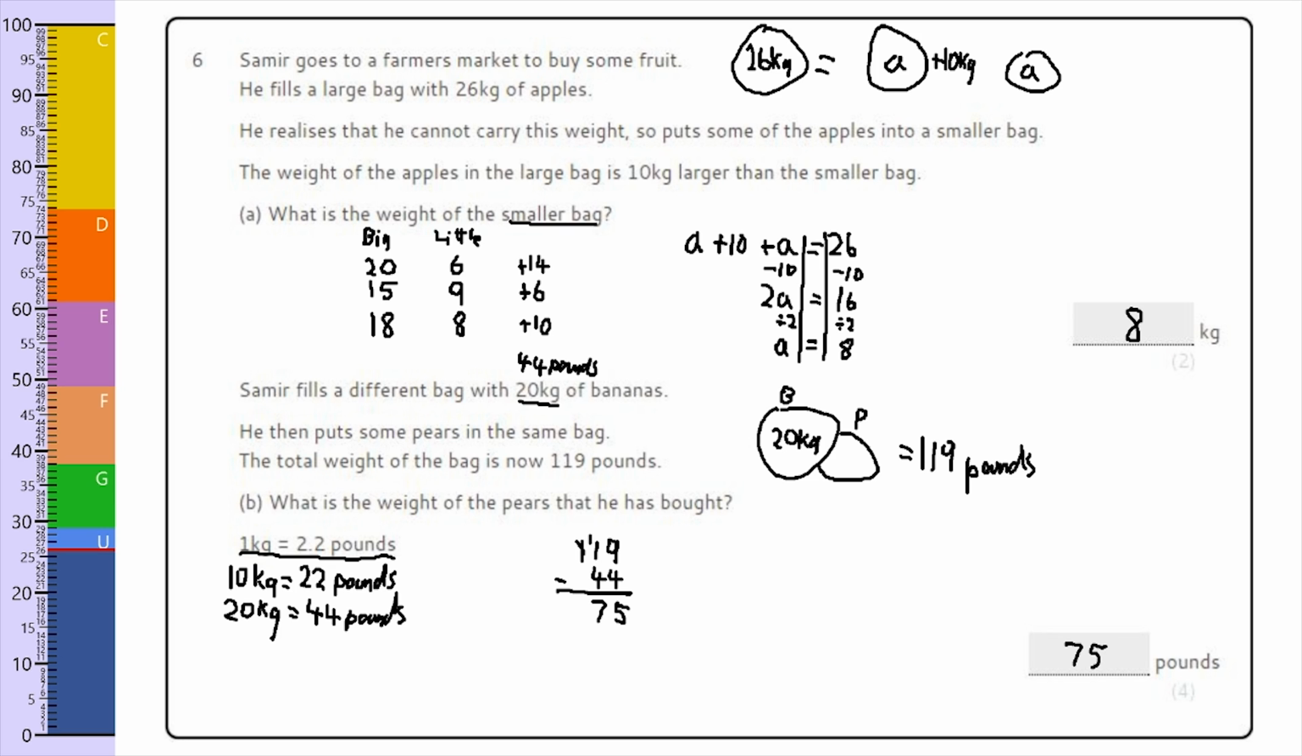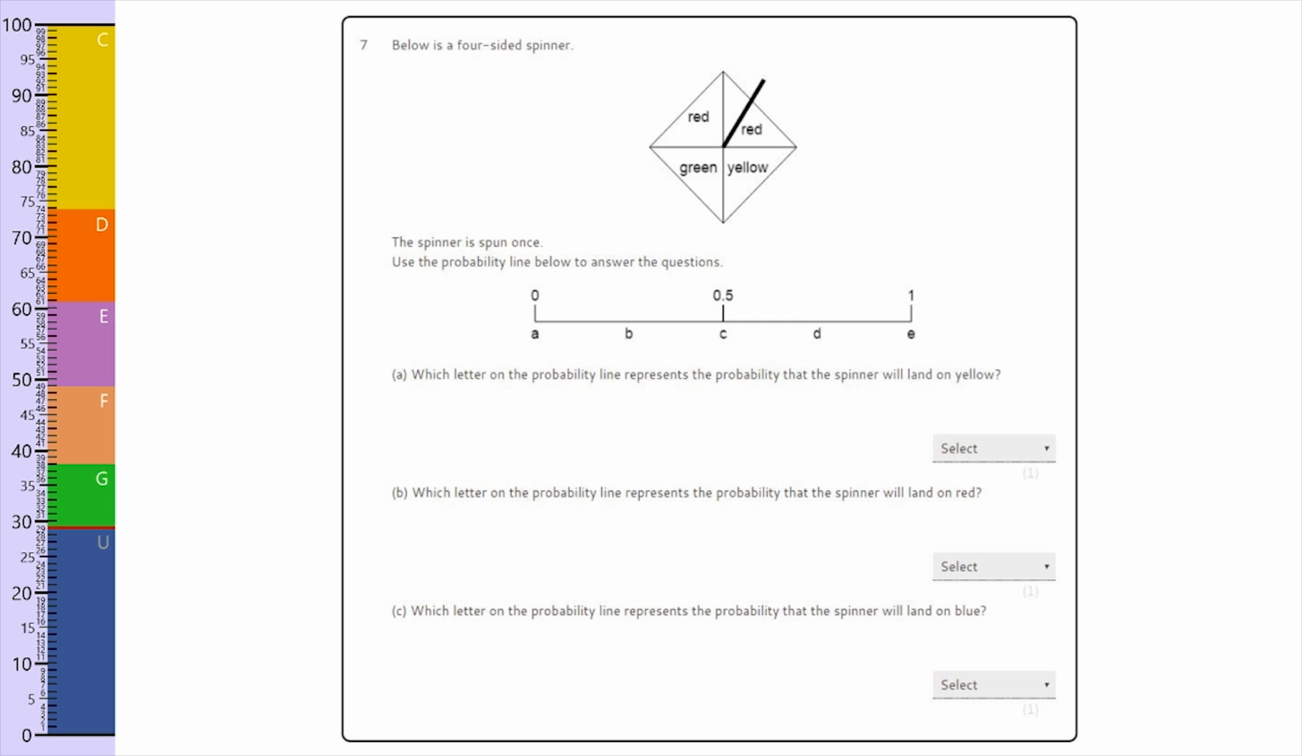So you can see now we are very close to our first grade, which is grade G. So let's move on to question 7 and let's see if we can get there. So if we answer this correctly, we have got a grade G. Pause the video now if you want to have a go.